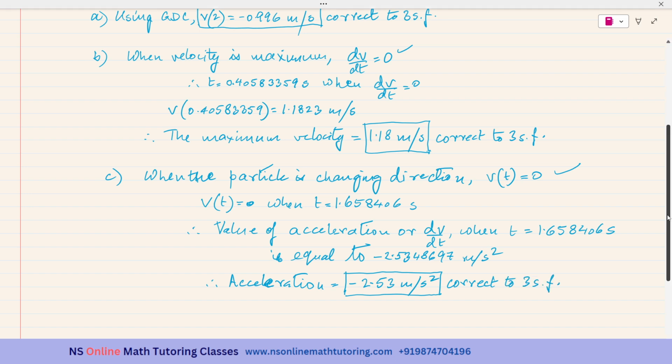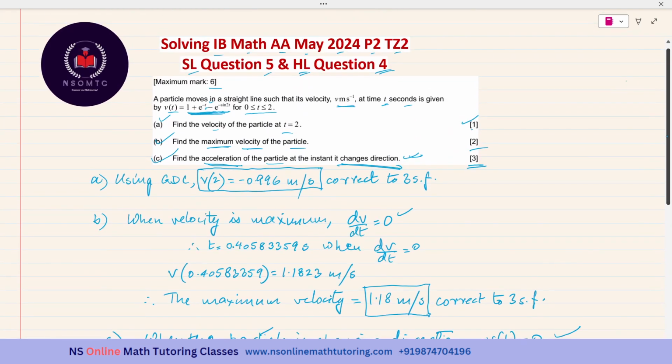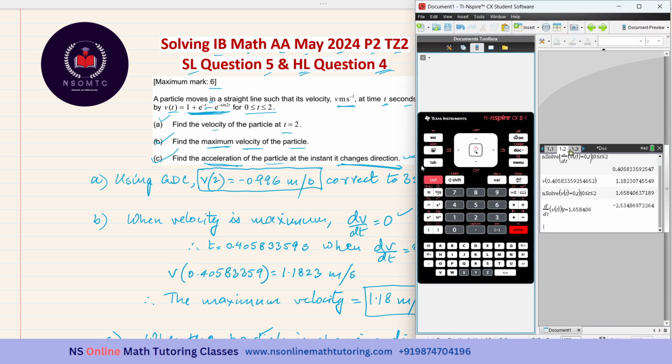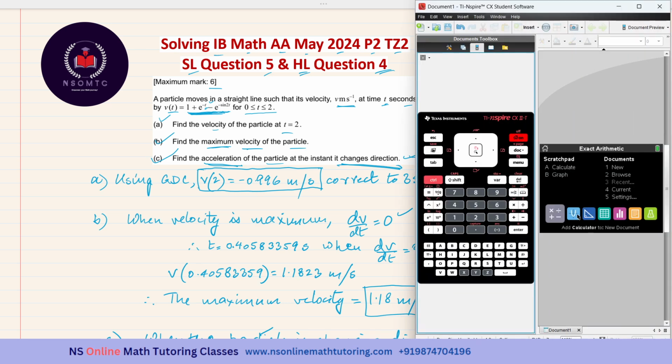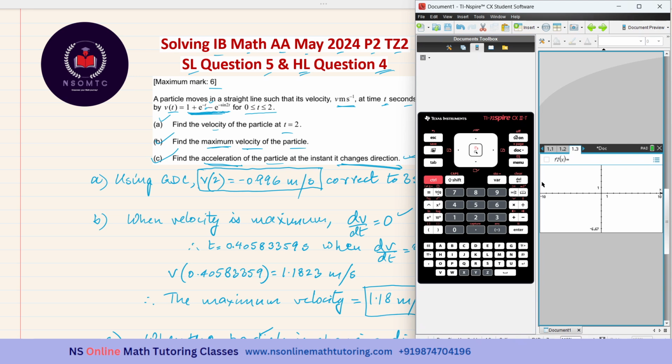Okay, now as I had said before, I can show you the graphical method as well. Let us go to this calculator and add graphs. It is 1 plus e to the power of minus x, minus e to the power of minus sine 2x, bracket. And okay, this is the graph, and I can adjust the window settings.